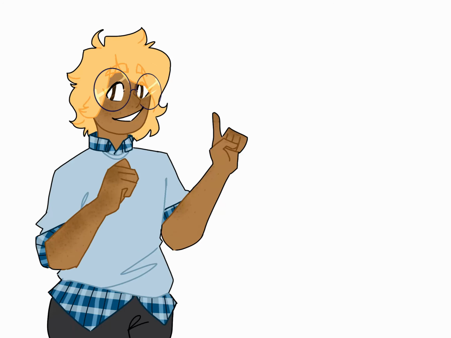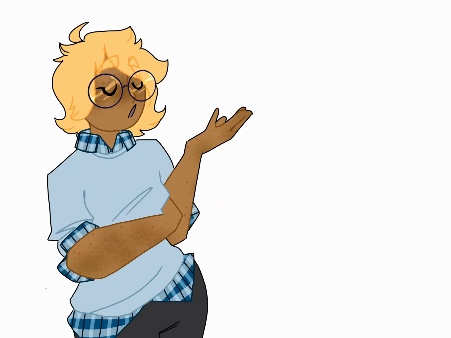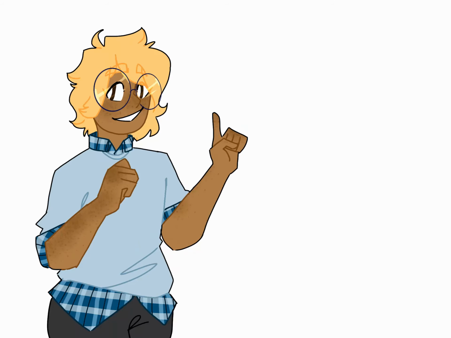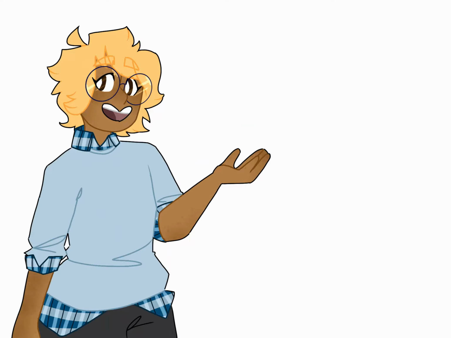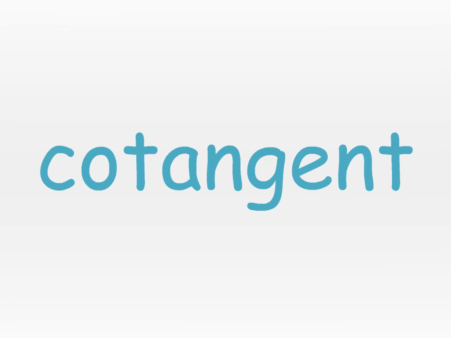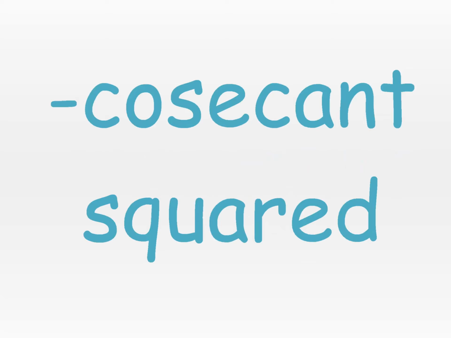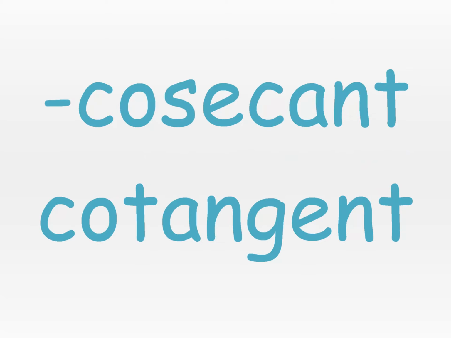For each co-function, simply take the corresponding function, switch it from regular to co, or vice versa, and slap a negative on that boy. Cosine becomes negative sine, cotangent becomes negative cosecant squared, and cosecant becomes negative cosecant cotangent.